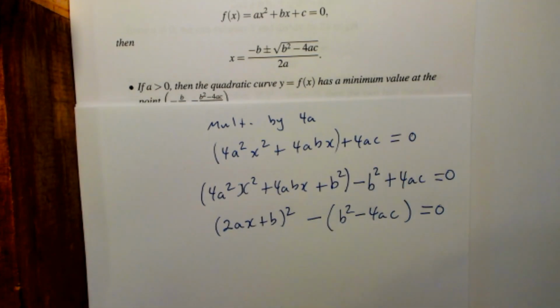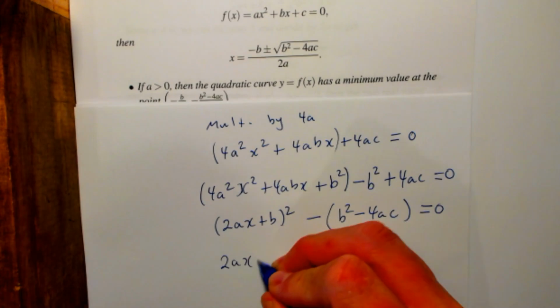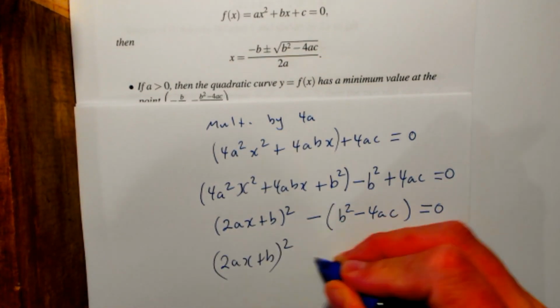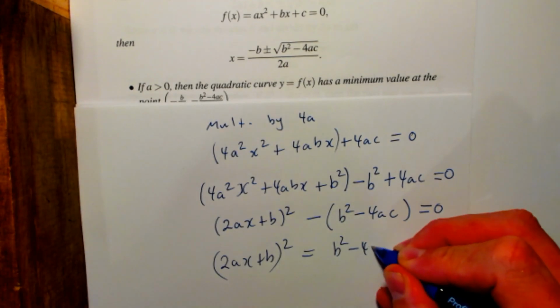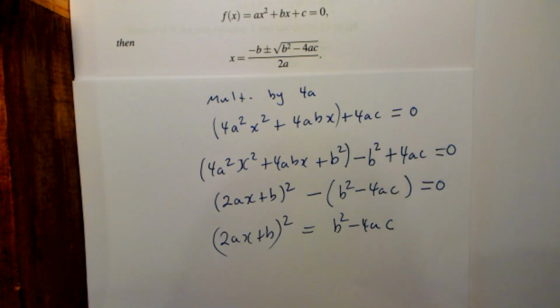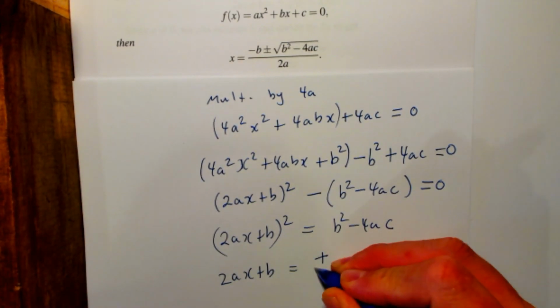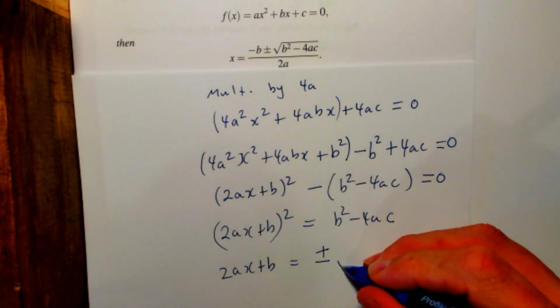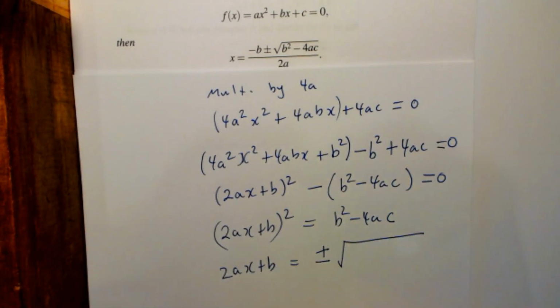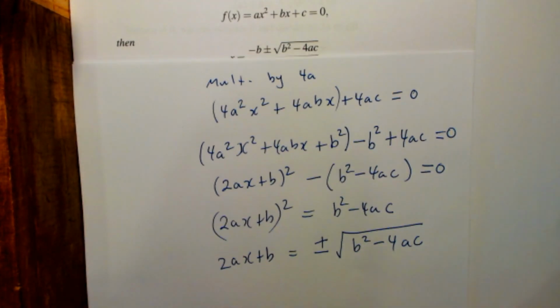Okay, so what we want to do is solve for this, right, so that we can solve for x. So we'll take this over to the right hand side and say 2ax plus b squared is b squared minus 4ac. And now we can take square roots, alright, so that 2ax plus b is equal to plus or minus, because we're solving for 2ax plus b, so we get this now.